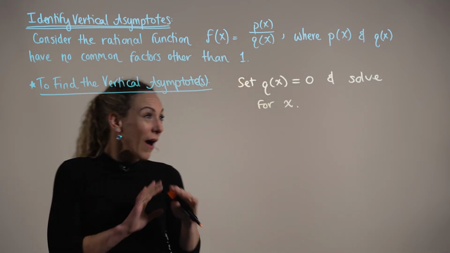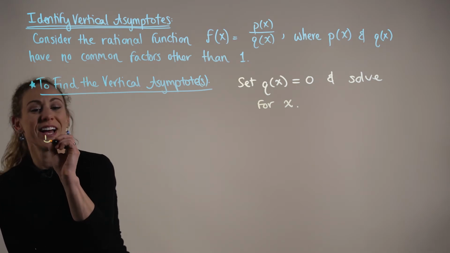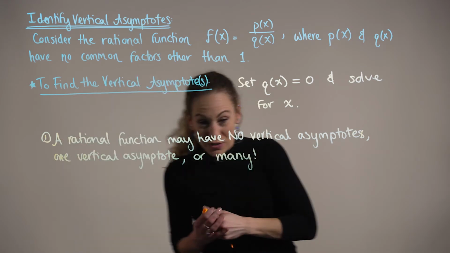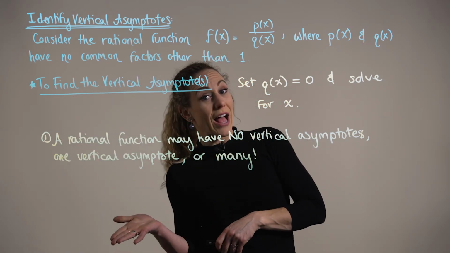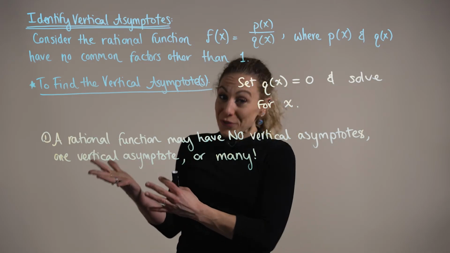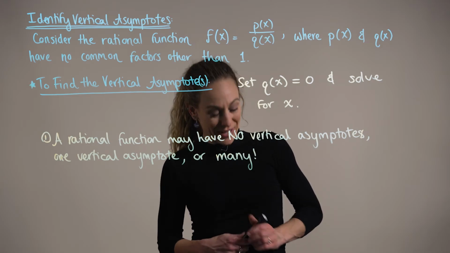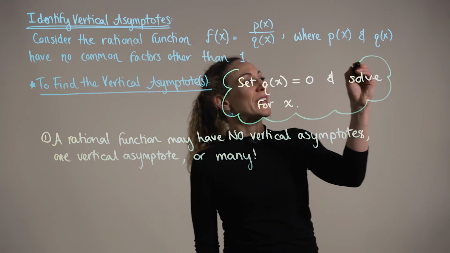Now, I want to point out a couple of friendly reminders here. First, we want to be mindful that a rational function may have no vertical asymptotes, it may have one vertical asymptote, or it may have many vertical asymptotes. So do not make any assumptions until you check this algebraically.